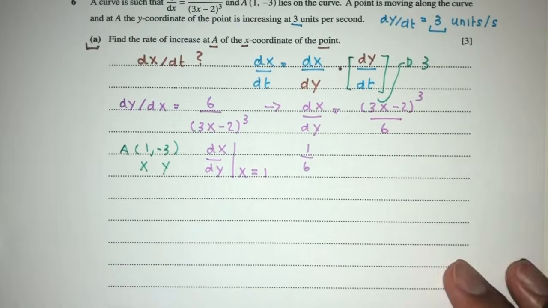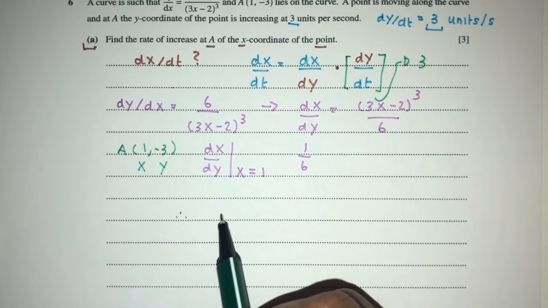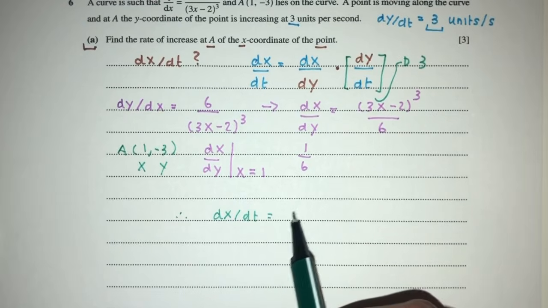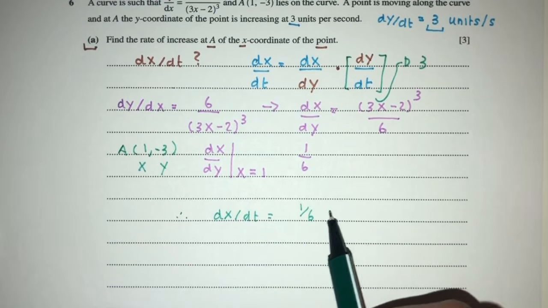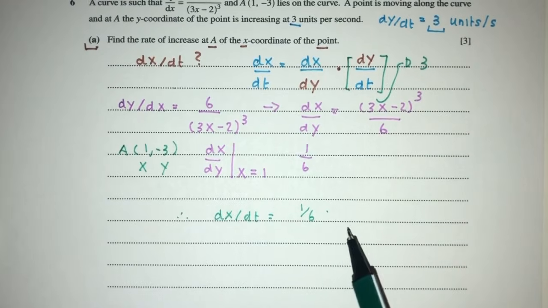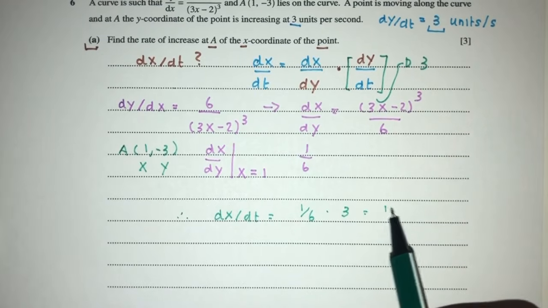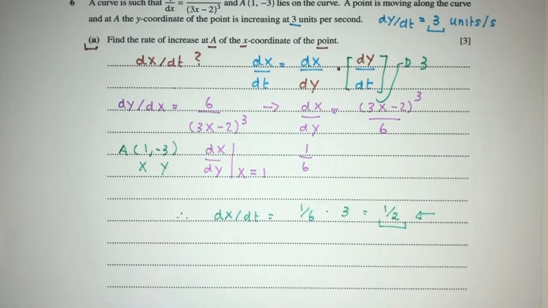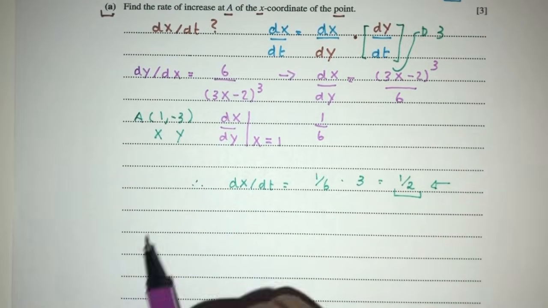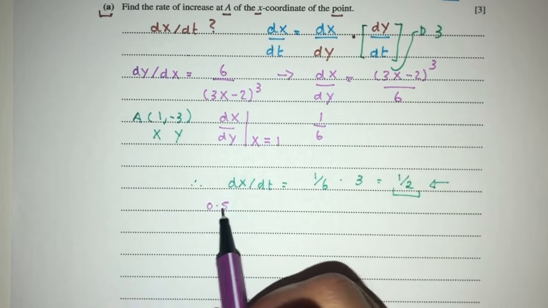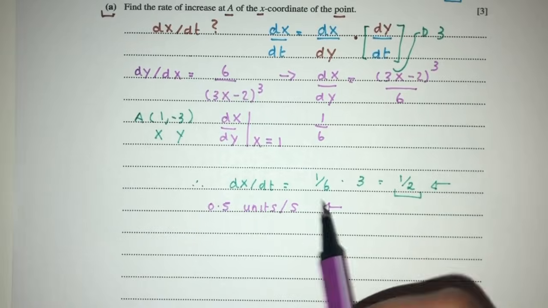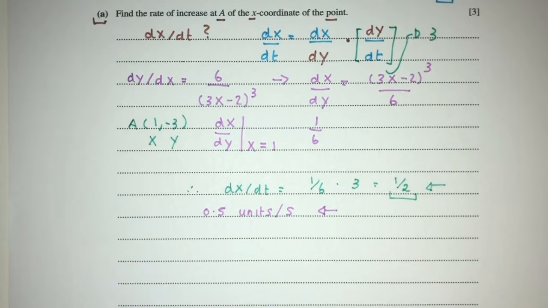Now just replace back in the main equation. So dx by dt is dx by dy, which is 1 over 6, multiplied by dy by dt, which has the value of 3. That will be 1 over 2 as the answer. Okay, so let's write this down. That will be 1 over 2, which is 0.5 units per second, for the value of dx by dt, the rate. That is part A of the question.